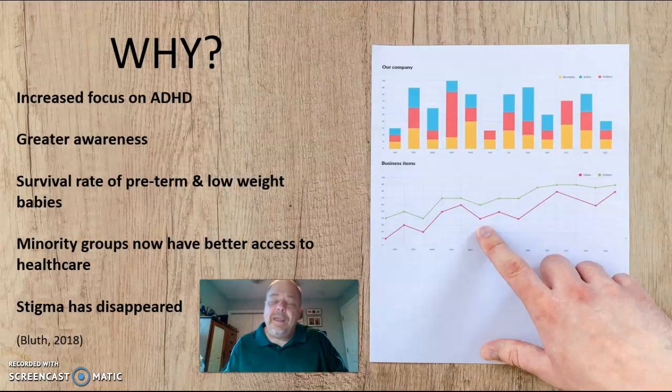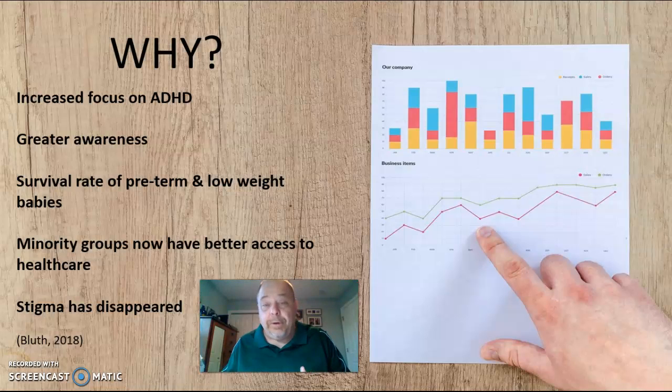A couple of things I didn't even think about while I was reading the text is the survival rate of preterm and low-weight babies. The technology exists now that didn't years ago to assist these low-weight and preterm babies to live. And preterm and low-weight babies are more prone to being diagnosed with ADHD. Also now, minority groups who are now being diagnosed with ADHD more than ever have better access to health care. So those cases probably existed before they had access to healthcare, but now the access is giving them the ability to be diagnosed and to be treated.